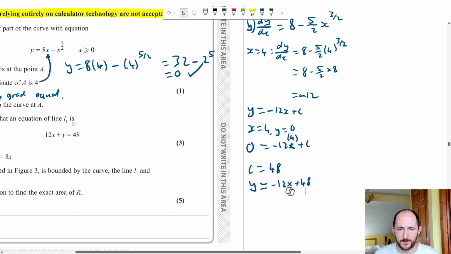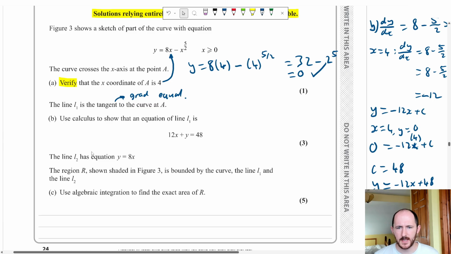And they want it in this form where all they've done is they've moved the 12x over. So it's nice and easy. You do have to move it over, otherwise you lose the final mark. They're very, very picky. Not bad. That wasn't too crazy.